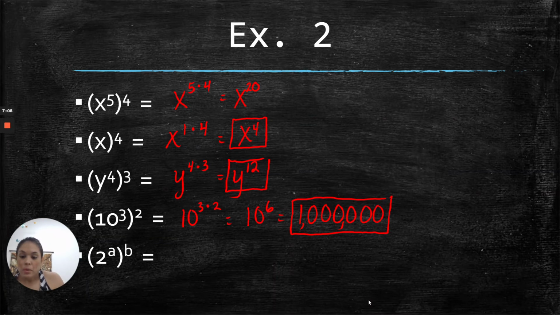Okay, here I have 2 to the a power raised to the b power. So I have 2 to the a times b, and this is 2ab when multiplied together. Okay.